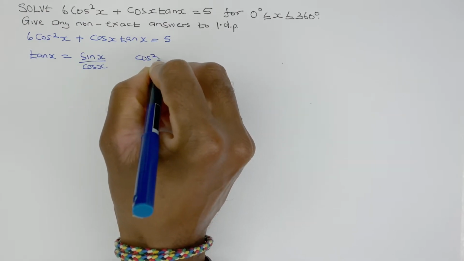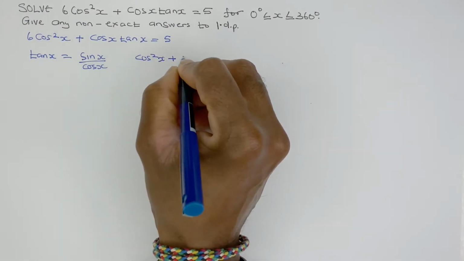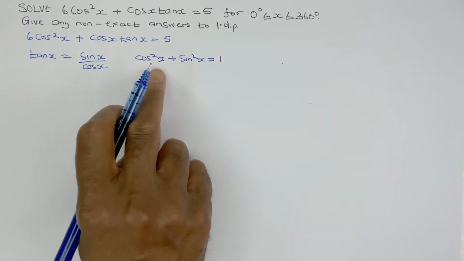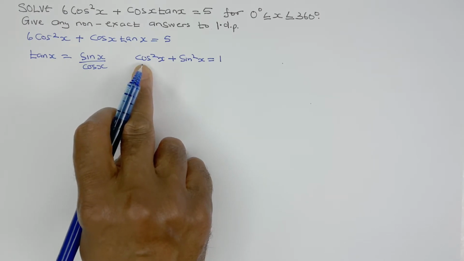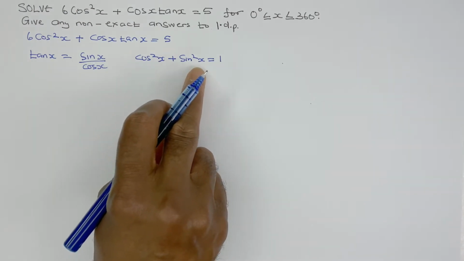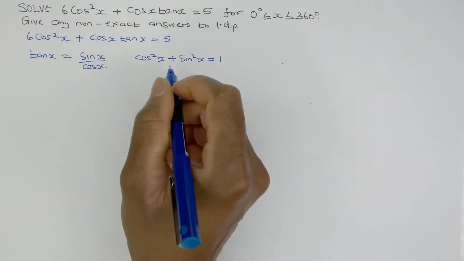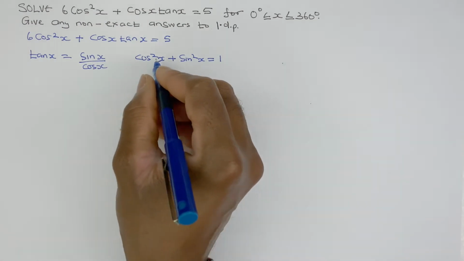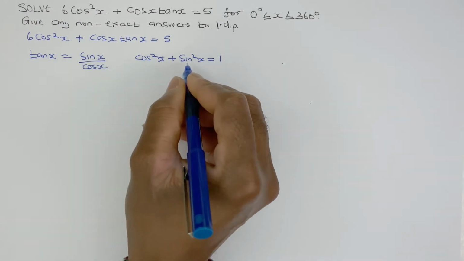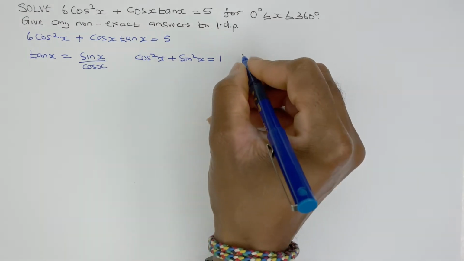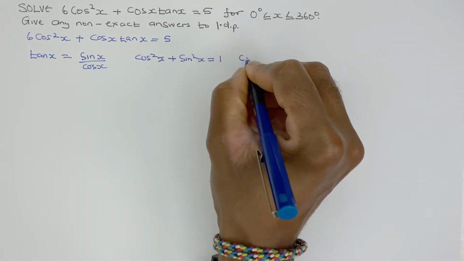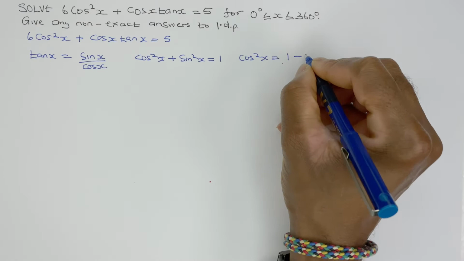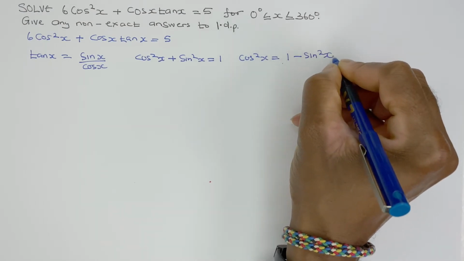cos squared x plus sine squared x equals 1. So this is the fundamental identity. This is always important to remember. But if I then make cos squared x the subject, I will get cos squared x equals 1 minus sine squared x.